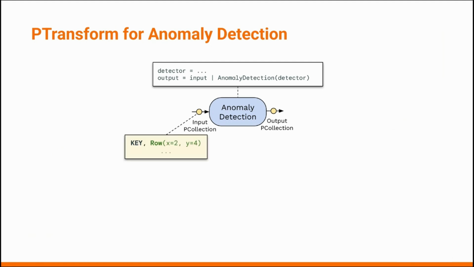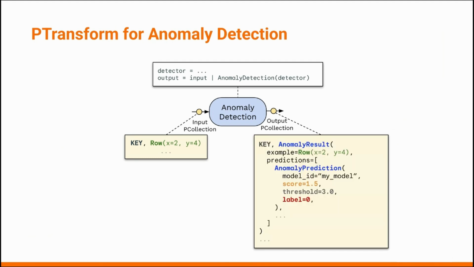Each element of the input PCollection is a keyed Beam Row. Here, a Beam Row is an immutable tuple-like structure defined in Beam, and we use it to store the data.